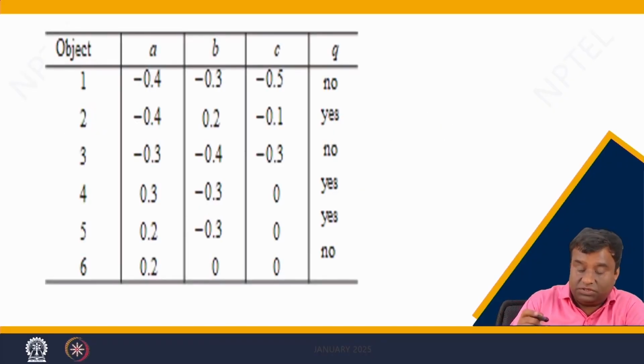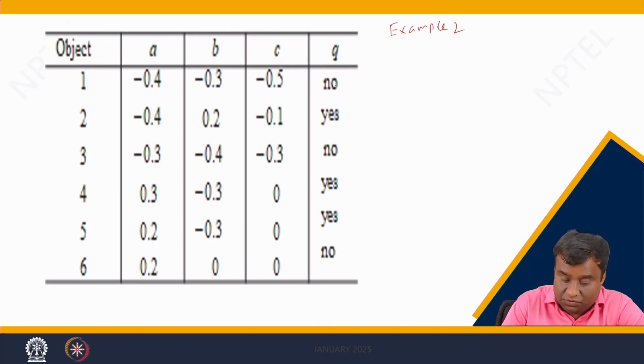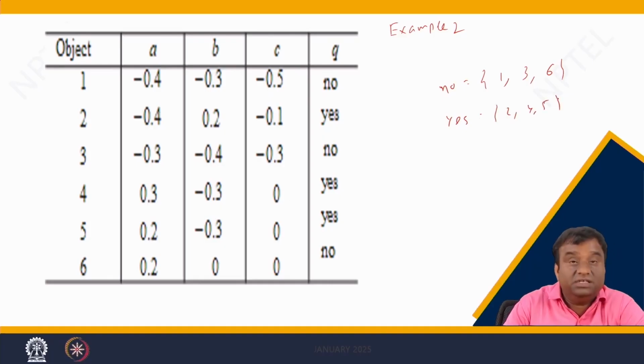So this is another question, so you can write it as example 2. Initially a rough set is given. So there is attribute A, attribute B, attribute C, and this is the decision attribute. The values are no, yes, no, yes, yes, no. If you write the no, then you will get the elements which are 1, 3, 6. For yes, you will get 2, 4, 5. So right now it is just a rough set.